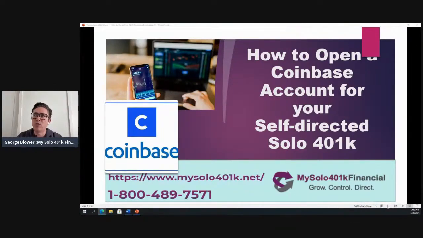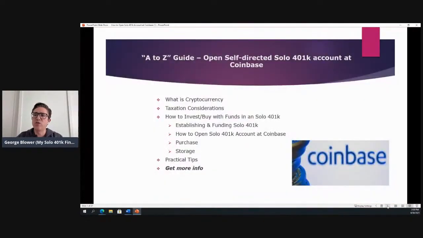Today we're going to be discussing how to open a Coinbase account for your self-directed solo 401k. As always, please ask questions in the chat and we will go through your questions as we go through the slides. If you're watching on a recording, you can ask questions in the comments and we will respond generally within 24 business hours. You'll also be able to skip ahead to different sections of the webinar by simply expanding the description in YouTube. There will be chapter links.